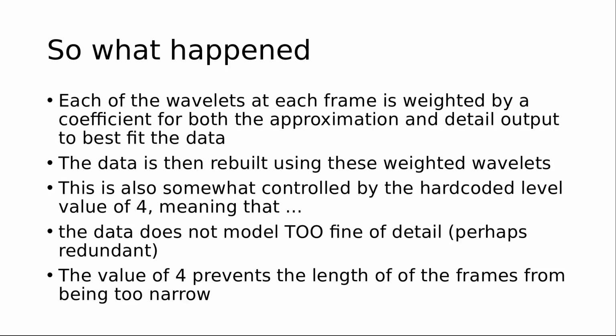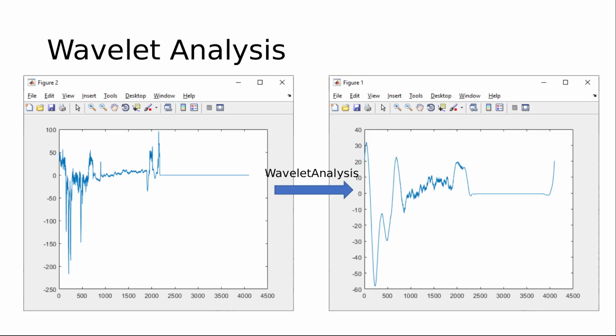So again, we had a hard coded value of 4 for the lowest wavelet level, and that meant that the data does not model too fine of detail or perhaps redundant detail, and it prevents the length of the frames, if you will, from becoming too narrow. If the narrowness of the frame shrinks so low, you're basically doing half a data point at a time, and you're not really going to filter anything. But if you keep the wavelets wide enough, they kind of summarize your data a little bit better.